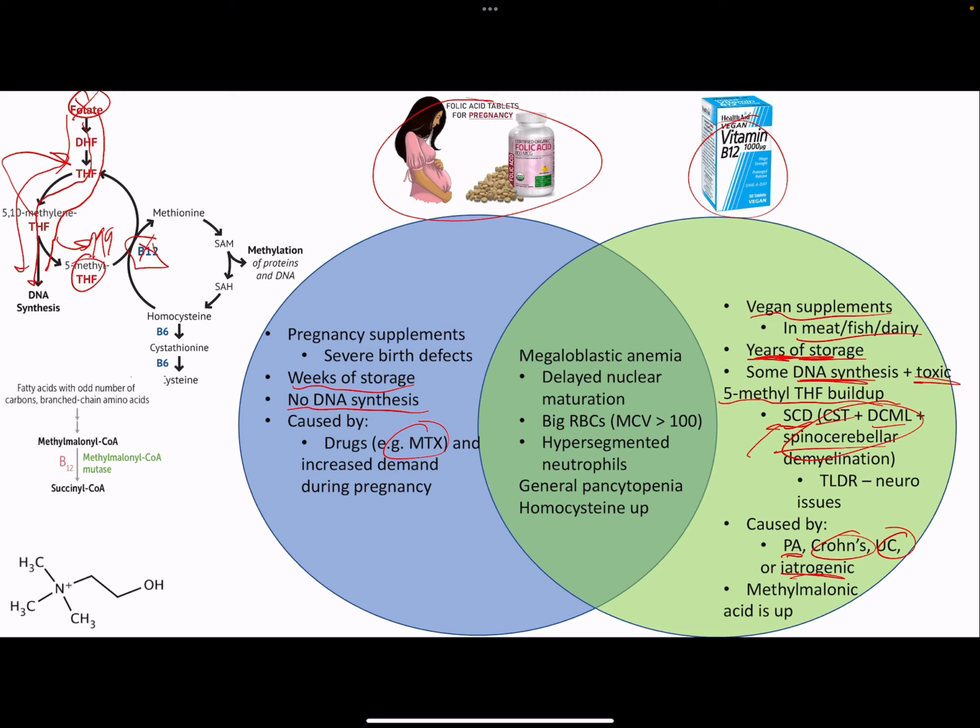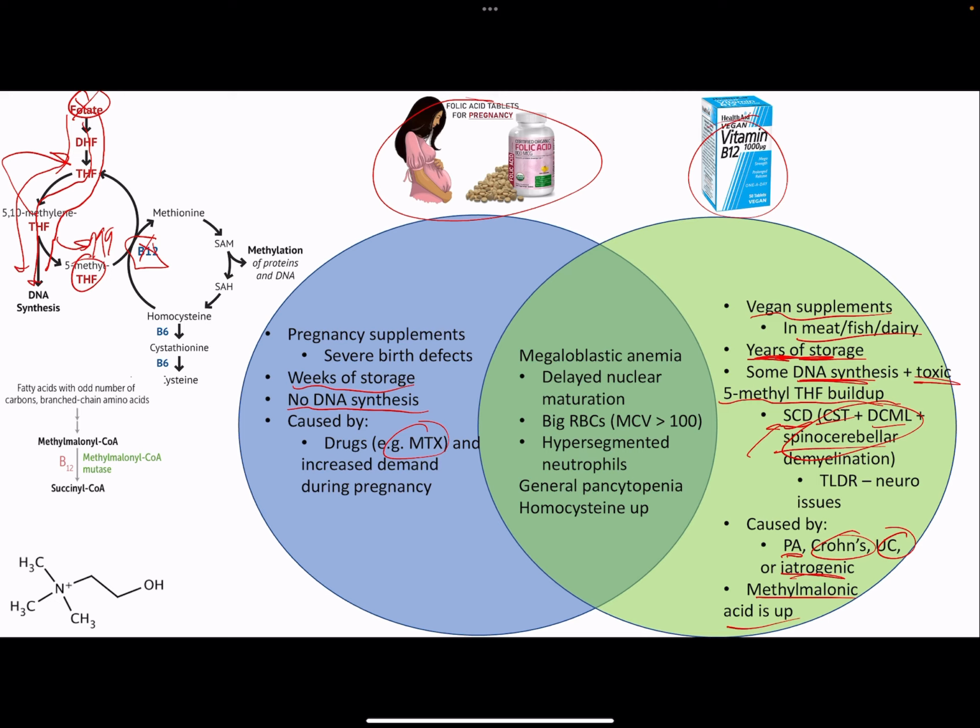We make propionyl, and then that's propane, which is 3, and then malonyl is 3, and methylmalonyl is 4. So we make methylmalonic acid, and then that can be isomerized to succinyl-CoA. But that last step that I just said requires B12. So if you don't have B12, you cannot do that. Methylmalonic acid is going to go up.